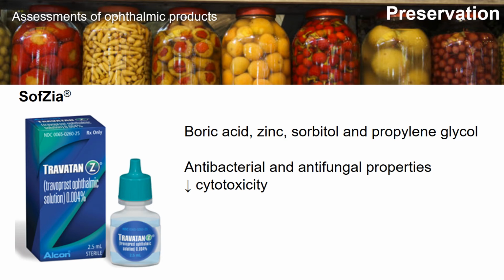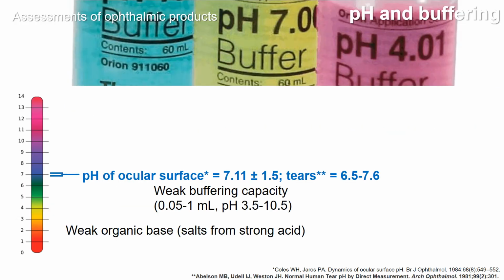Furthermore, travoprost with SOFZIA also induced reduced amounts of conjunctival inflammation and corneal changes when compared with travoprost treated with benzalkonium chloride. Early on in the first lecture, we mentioned the weak buffering capacity of our tears being a great disadvantage, as it cannot tolerate strong acid or base. This is why pH and buffering become a real concern in formulating ophthalmic products.